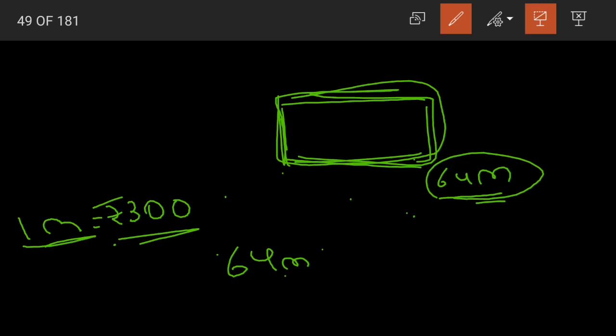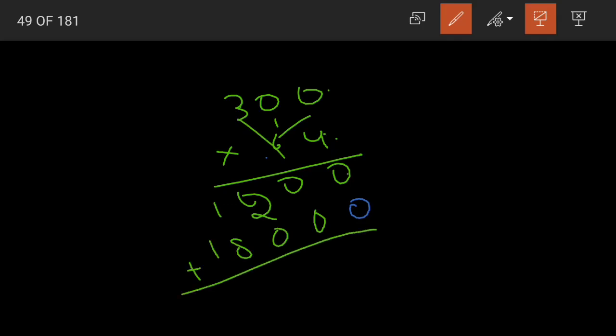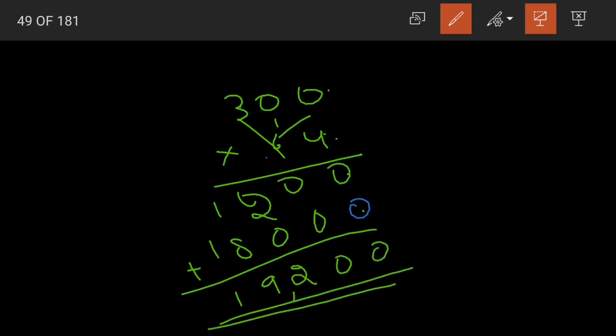We've already done a similar type in word problems of multiplication. Yes, the total number of meters multiplied by the price per meter. 64 into 300, that is nothing but 300 into 64. 4 zeros are 0, 4 threes are 12. Then for the next line writing 0, 6 zeros are 0, 6 zeros are 0, 6 threes are 18. Adding these two partial products together, we get 19,200 as our answer.